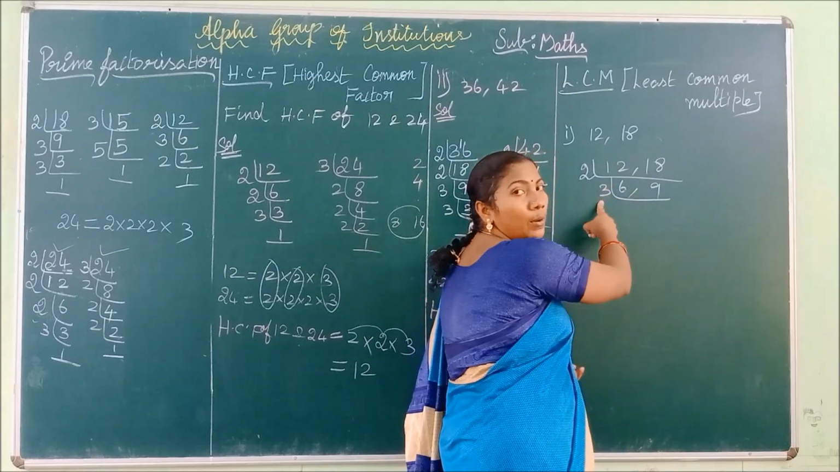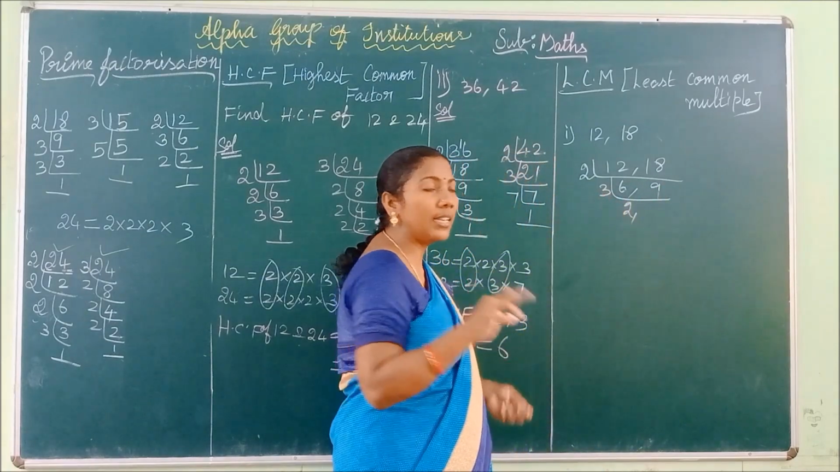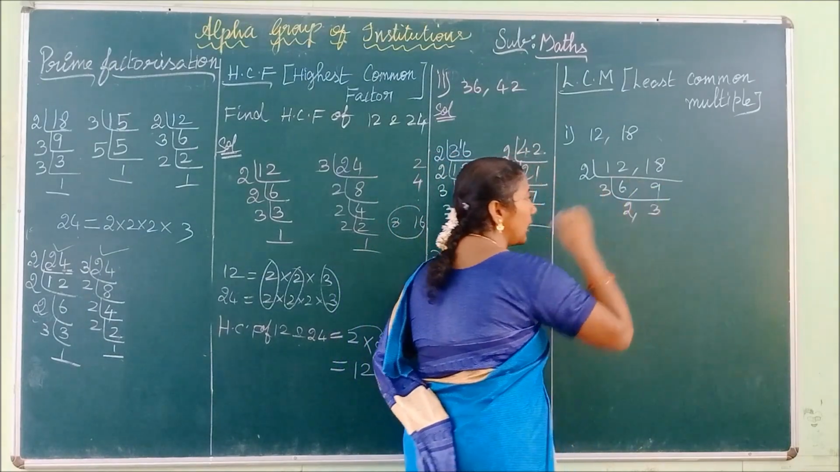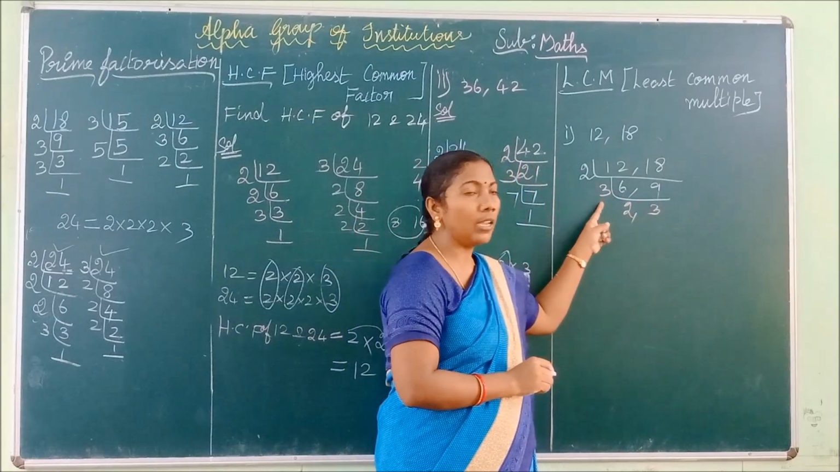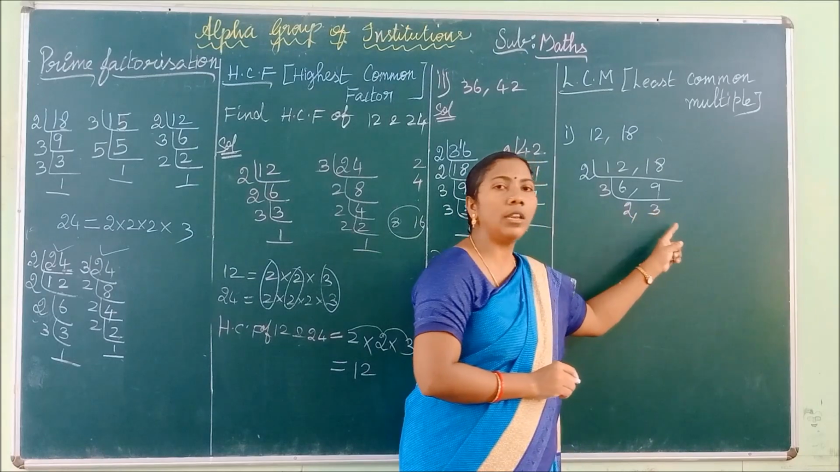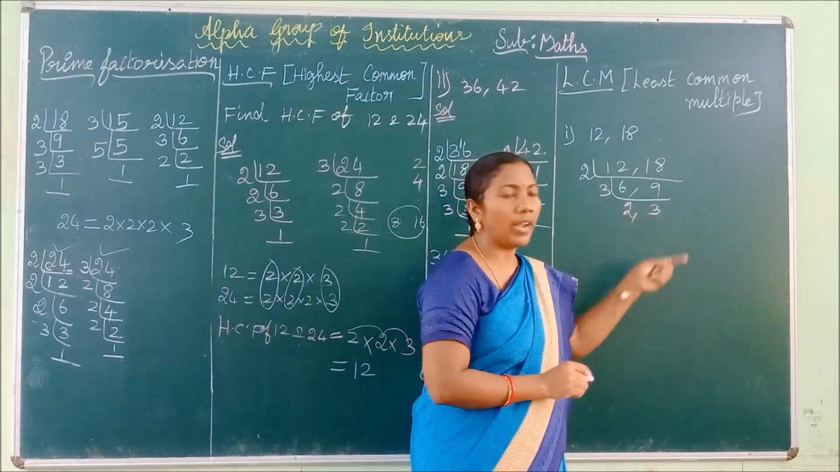6 comes in 3 table how many times? 2 times. 9 comes in 3 table how many times? 3 times. So here you have to write 3. Thus we have factorized 6 and 9 by using the number 3. Thus we got the numbers 2 and 3, both are prime numbers. So you should use the prime numbers to factorize it.